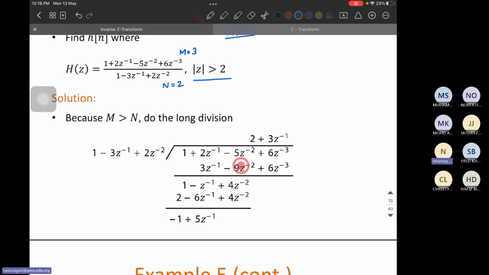This is 4 z to the power minus 2. Subtraction we are doing. This is 0. This is minus minus plus 9. And this is minus 5. Therefore, plus 4 z to the power minus 2, minus 10 z to the power minus 1, and the 1 is same.